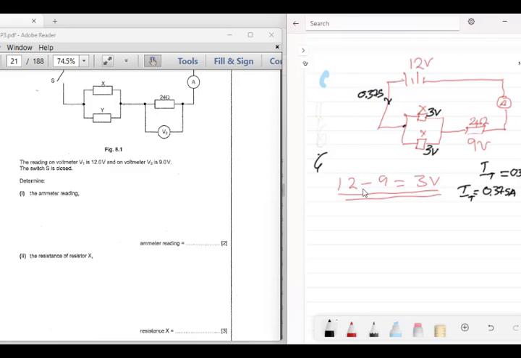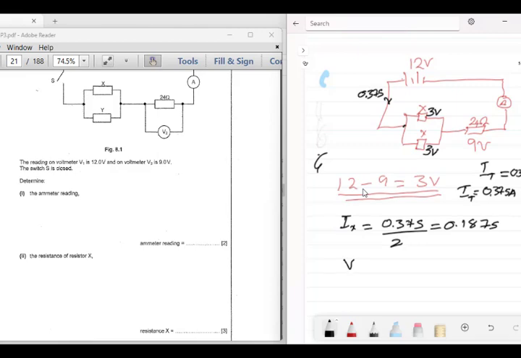So the current for X will be 0.375 divided by 2. What do we get? We get 0.1875. I'm not rounding off because I'm still going to use this value, and I'm not asked to find current. We are looking for resistance.